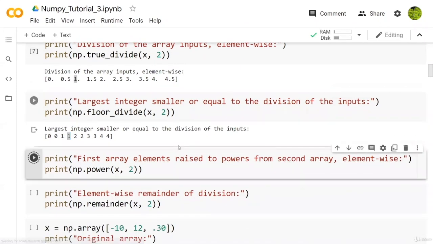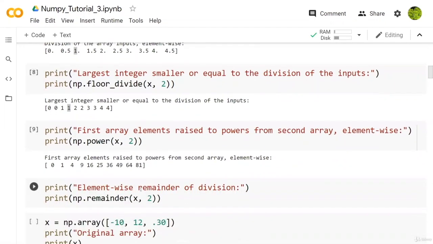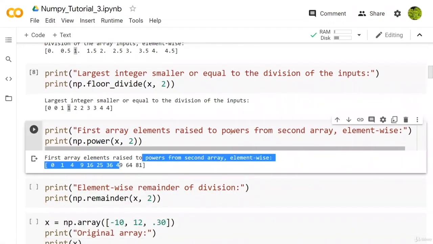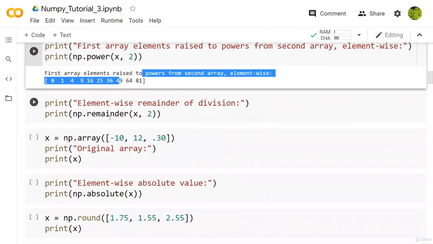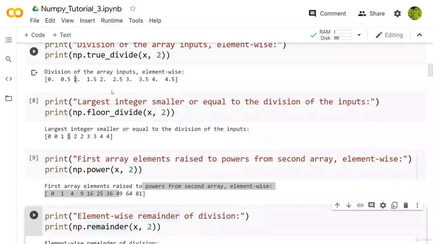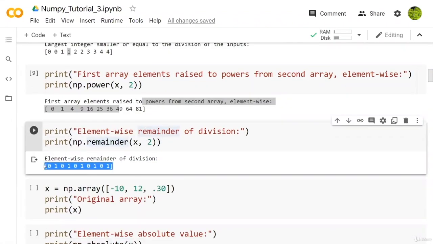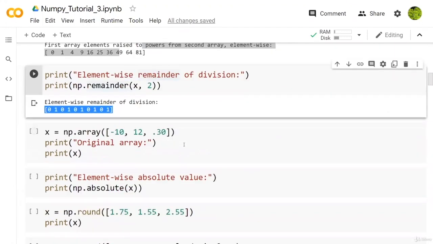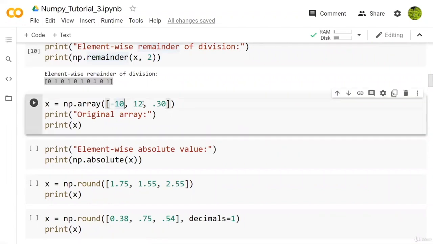Now let's see if I take a power of each. For the elements from 0 to 9, each value will be raised to power 2 this way. The next one is finding the remainder, which is also possible. True division gives you the true divide, floor division gives you the quotient, and if you write remainder, it is going to give you each value divided by 2 and the remainder will be presented over here.